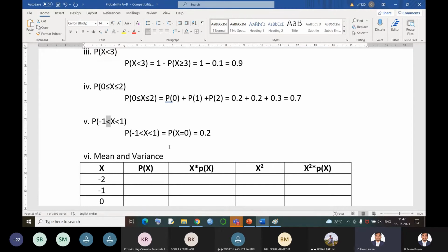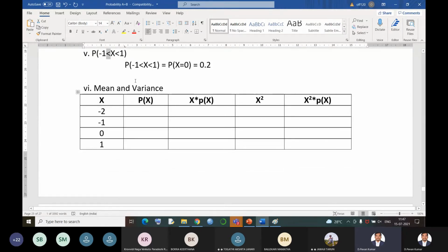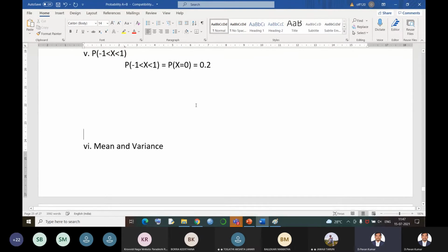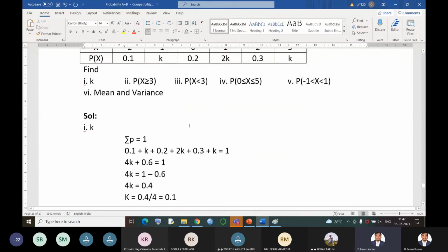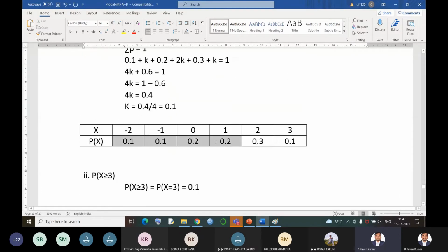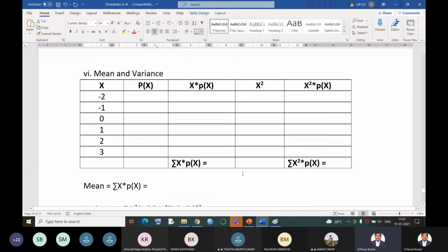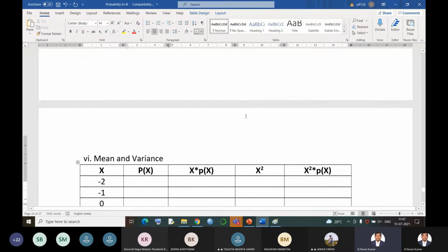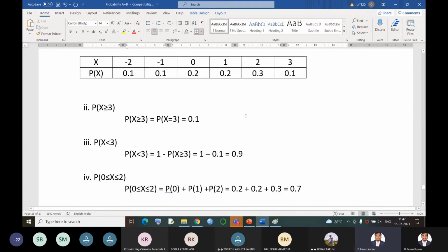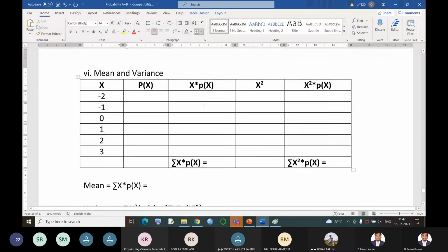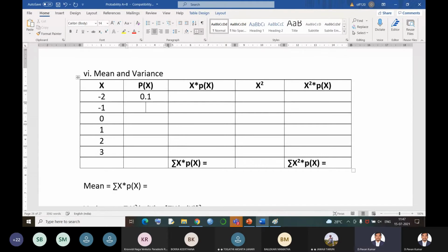Okay. And the final question which they are asking us to find out is mean and variance of the given distribution. Mean and variance. So what is the values? Let us substitute these values first of all, then we can continue with the problem. See, x values are already from -2 to 3. So let's simply substitute p of x values here. Those are 0.1, 0.1, 0.2, 0.2, 0.3, and last one is 0.1.